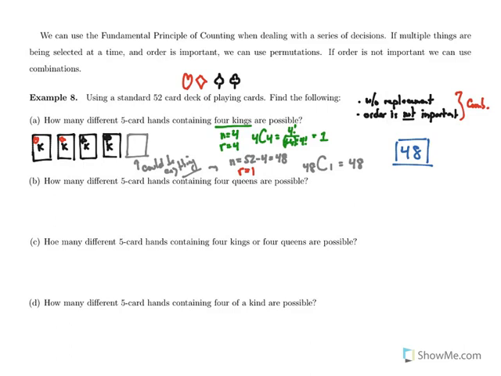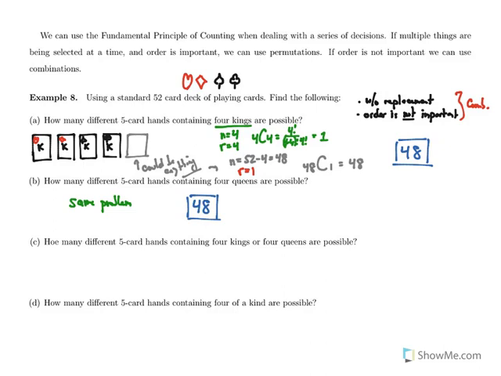How many different 5-card hands containing 4 queens are possible? This is the same problem, because it didn't really make a difference whether I called them 4 kings or 4 queens or 4 jacks or 4 anything. That didn't really play any part in our mathematics. This is the same problem. There are 48 hands that contain 4 queens.